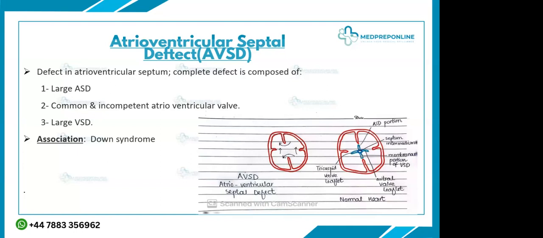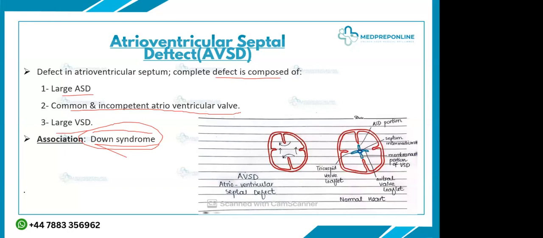Okay, now we are going to talk about the atrioventricular septal defect. It is usually called the endocardial cushion defect, which is an old name. Now it is called the atrioventricular septal defect, and it is most common with Down syndrome. This is the association which you need to remember. It is associated with and most common in Down syndrome. What is the defect in the atrioventricular septum? The complete defect is composed of a large ASD, a large VSD, and a common and incompetent atrioventricular valve.